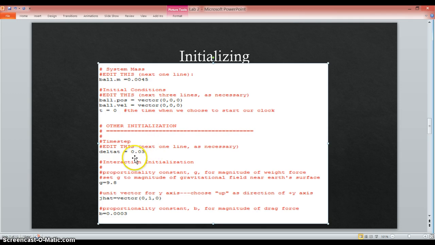Additionally, a time step of 0.03 is set, and a proportionality constant g for the magnitude of the weight force is set to 9.8. Lastly, the j-hat vector of (0, 1, 0) is created, as the y-axis is the only component that is viewed in this lab. Proportionality constant b is later used for the magnitude of drag force in the second model.